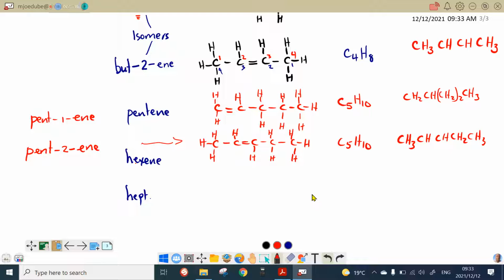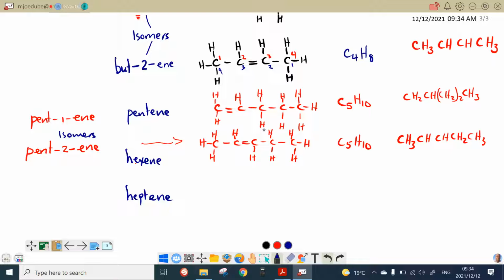But some other food for thought: are these the only formulae, or isomers? Remember, we call these isomers. Are these the only possible isomers for pentene? No. The answer is no. There are other isomers, but we're going to talk about that in the next video when I talk about isomerism.